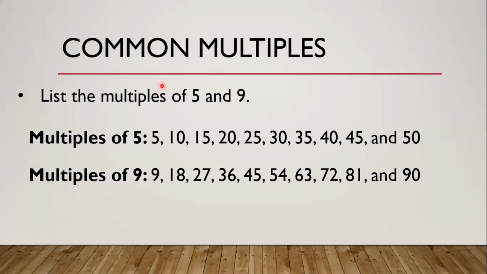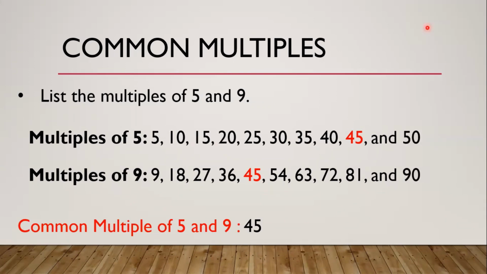Next here is we need to find the common multiple of 5 and 9. Common meaning the number that they have both here. So can you give me the first common number? So we have 45. And do we have more? 45.